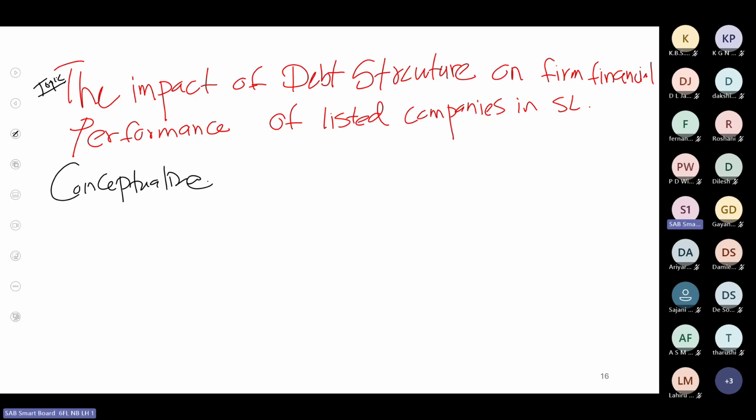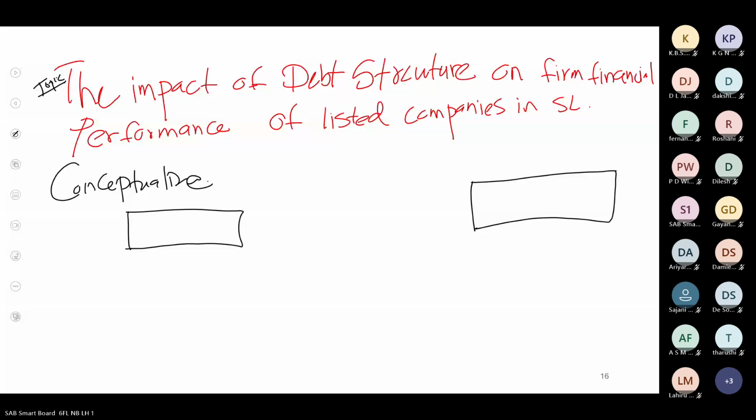How to conceptualize? You have to graphically illustrate. You identify your dependent variable and your independent variable, and then link them to show the research readers what we are doing. What is the independent variable here? Very simple: debt structure. What is the dependent variable? Firm financial performance.